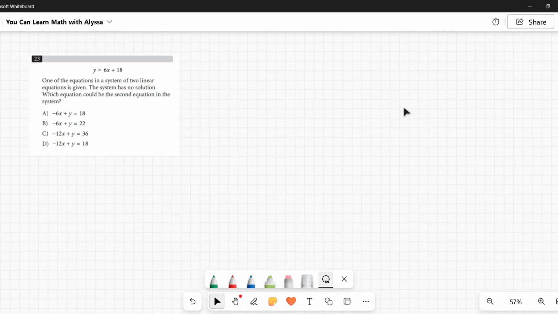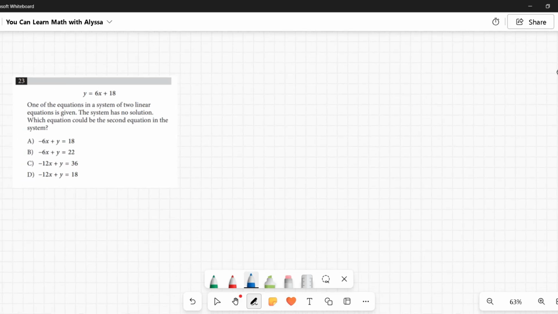All right, so two things they are testing here. They are testing your knowledge of how linear equations relate to each other, and then if you can identify the slope in these provided answers. So there's three kinds of linear equations. There's three things that can happen when two lines interact.